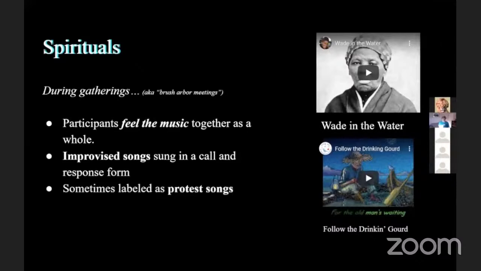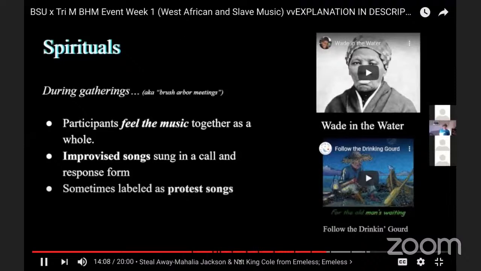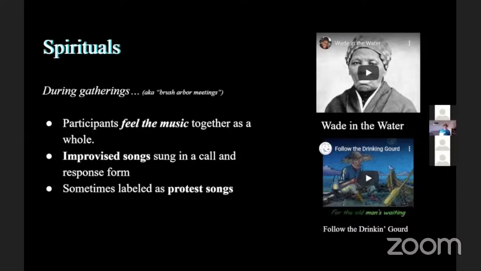Quite a few spirituals turned out to be message songs about escaping slavery, or have lyrics expressing the want for freedom or the hardships of slavery. And so these songs became labeled by some whites as protest songs. Two such songs, "Wade in the Water" and "Follow the Drinking Gourd," are what we will listen to very shortly. We'll listen to excerpts from them now.